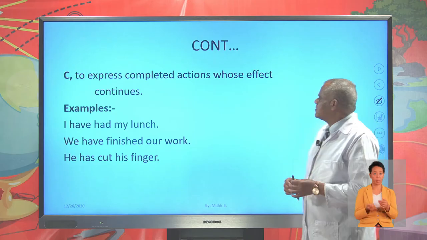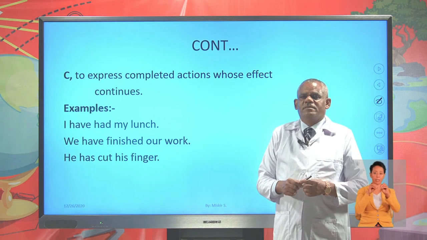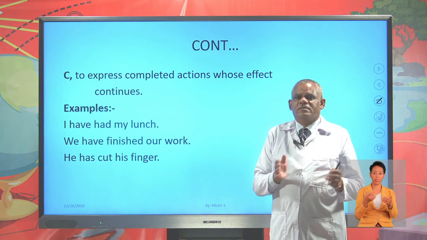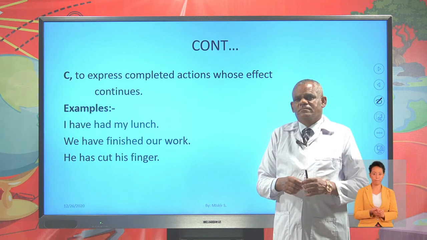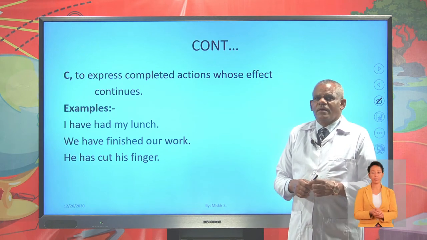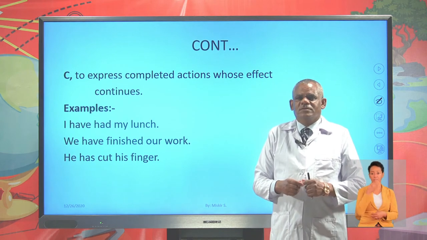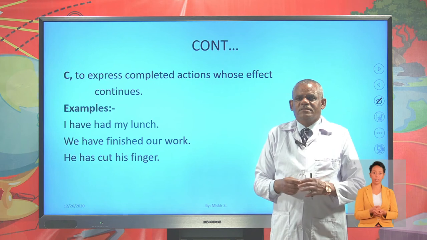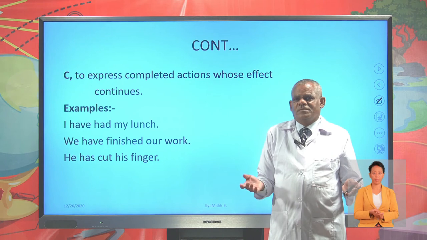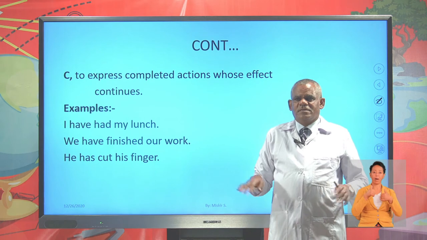When it comes to the third, it expresses a completed action whose effect is still continuing now. Let me give you a simple example. I have had my lunch. You see, it's already completed, but the effect still exists. In what sense? This implies that I have had my lunch means the speaker is satisfied.